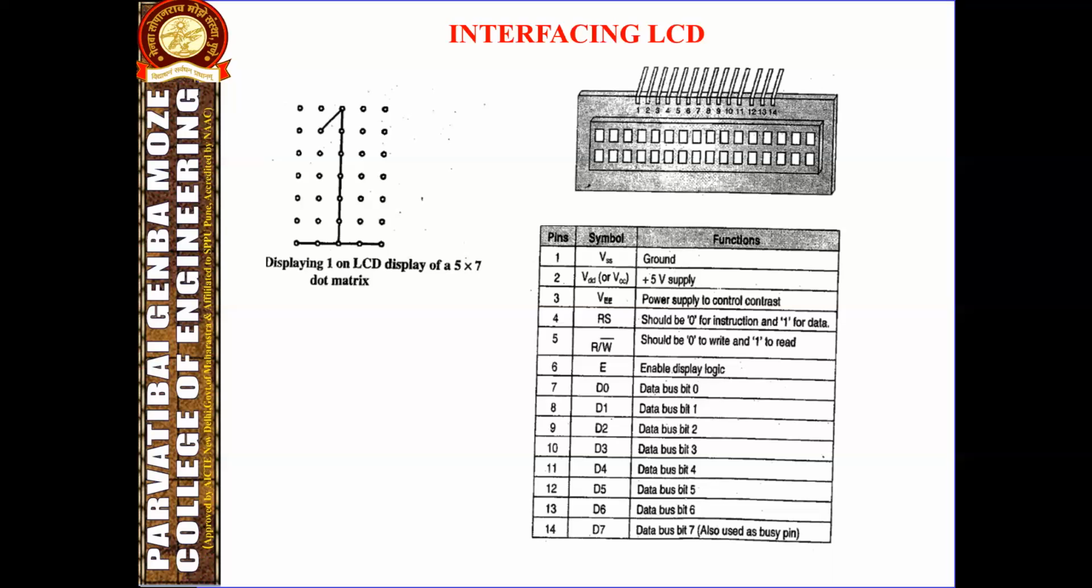So the pin number 3 is named VEE, VSS, like that. VCC is nothing but the +5 supply, VSS is ground. VEE is used for controlling the LCD contrast.